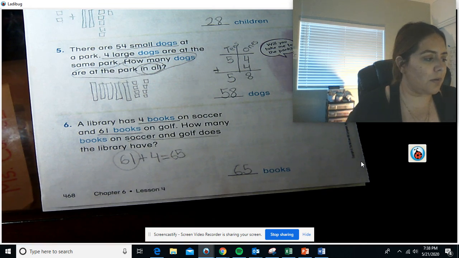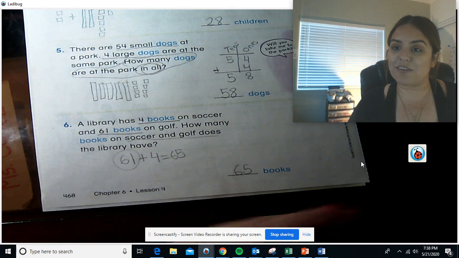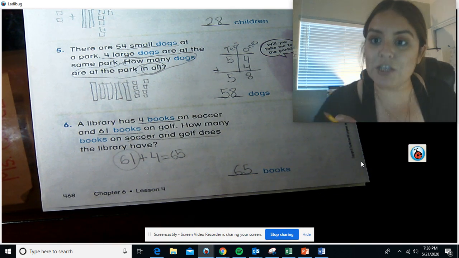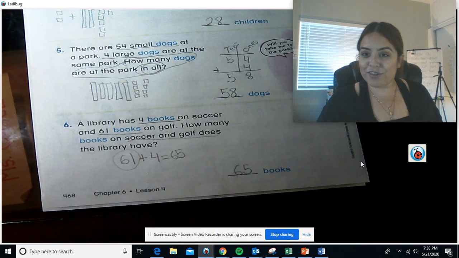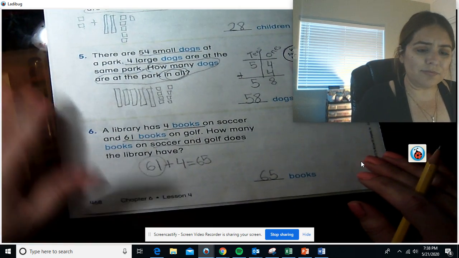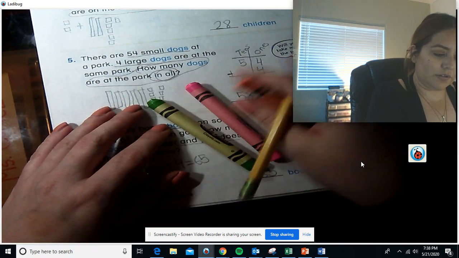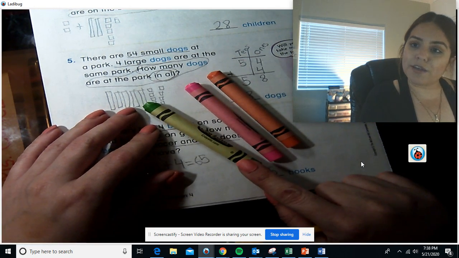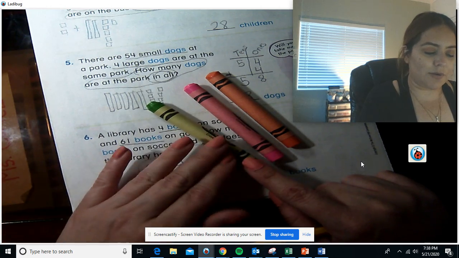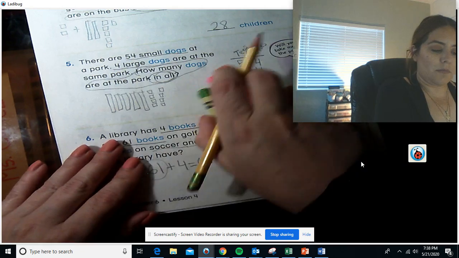Okay, make sure you have this. And our next page is going to be page 470. If you haven't found that page yet, go ahead and pause. Go look for it, and then we'll continue. For the next page, you're also going to need 3 colors. I want you to get green. It could be dark or light green. Doesn't matter. Green, pink, and orange.